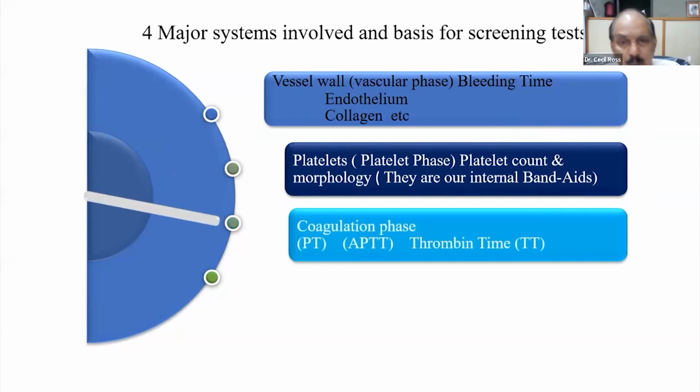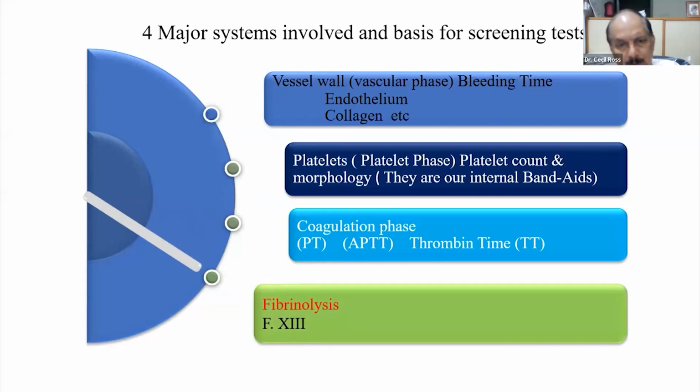The next is the coagulation phase. In the coagulation phase, you do prothrombin time, activated partial thromboplastin time, and thrombin time. These are basic tests that we do normally in screening for the coagulation phase.